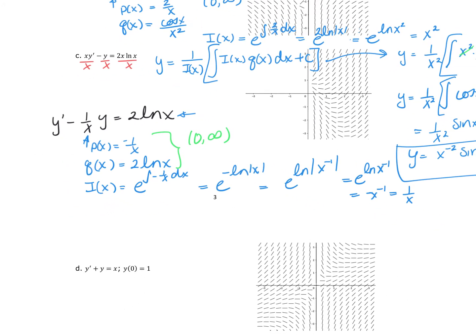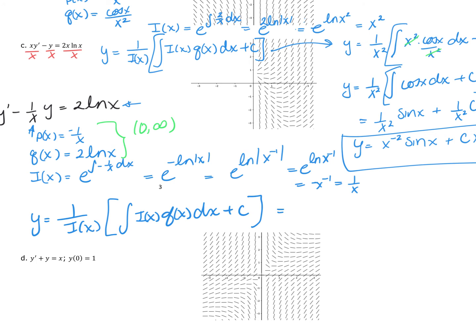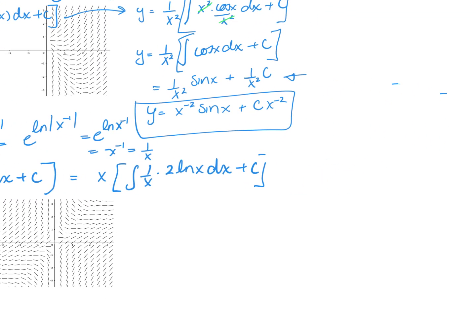All right, so now I'm going to go back and write y is equal to 1 over I of x, multiplied by the integration of I of x, q of x, that's a q, believe it or not, dx, plus c, which is equal to 1 over x, so that just gives me x, the integration of 1 over x, multiplied by 2 natural log of x, dx plus c. This is a nice u sub, so this isn't anything exciting.